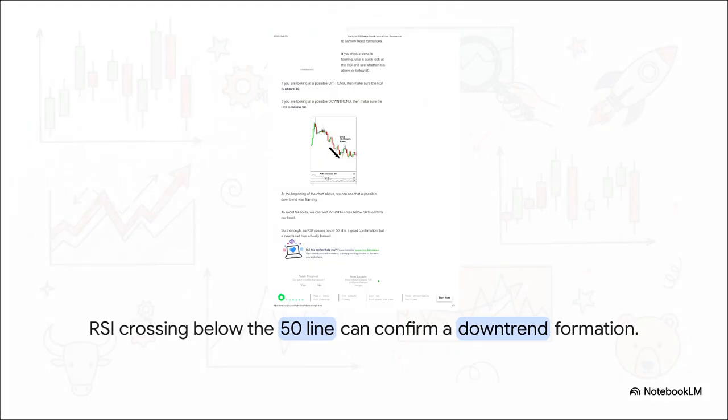Now, take a look at this chart. The price starts to fall, but you're wondering, is this a real trend or just a blip? Well, look what happens. The confirmation comes right when the RSI crosses below that 50 line. For a lot of traders, that cross is the signal that says, yep, the sellers are in control now.